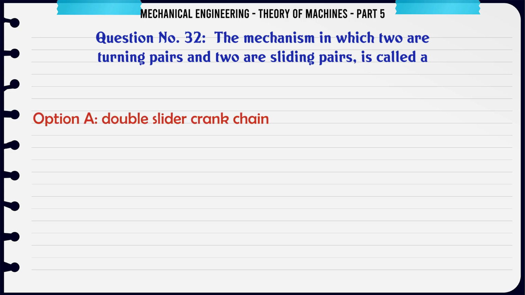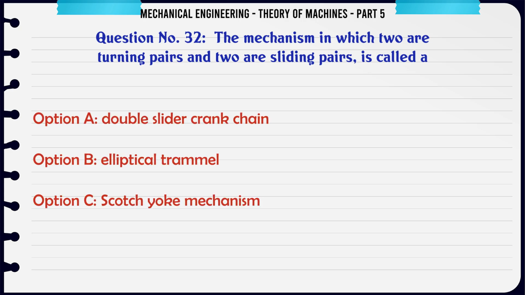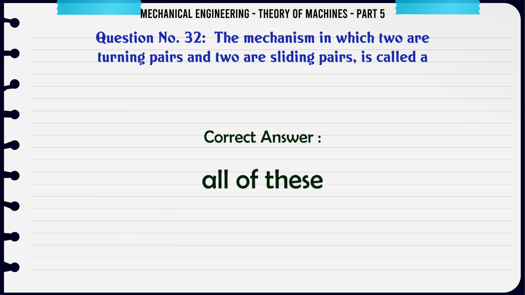The mechanism in which two are turning pairs and two are sliding pairs is called a) double slider crank chain, b) elliptical trammel, c) Scotch yoke mechanism, d) all of these. The correct answer is all of these.